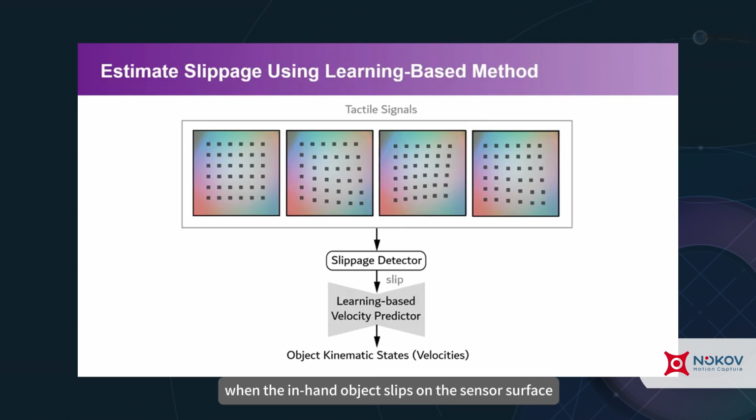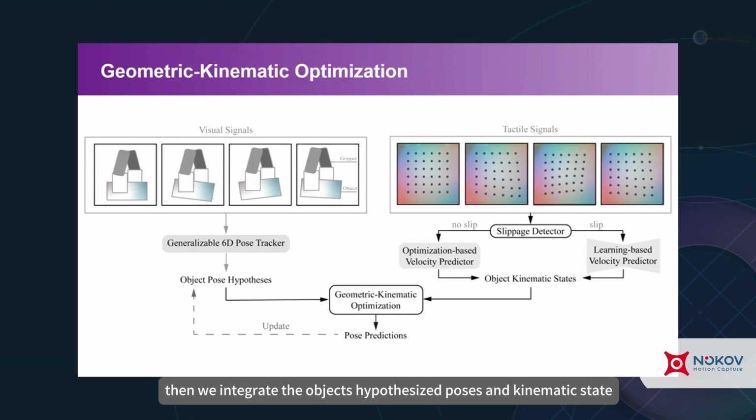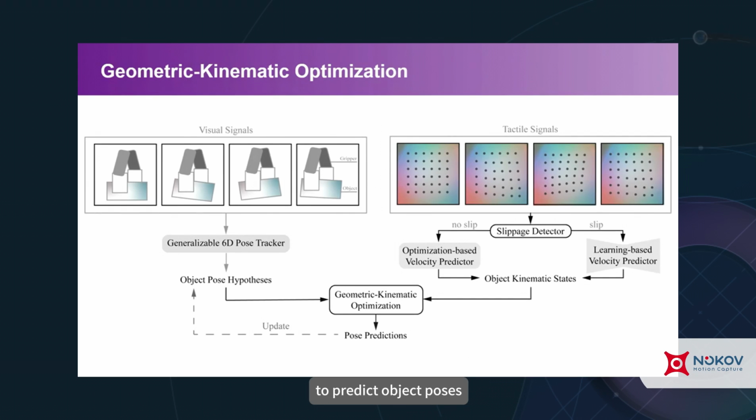When the in-hand object slips on the sensor surface, the contact regions on the object change rapidly, thus contact point information of tactile sensors could become unreliable. We thus train a ResNet as a slippage estimator to predict velocities. Then we integrate the object's hypothesized poses and kinematic states using a geometric kinematic optimization strategy to predict object poses, and utilize the result to help subsequent tracking.